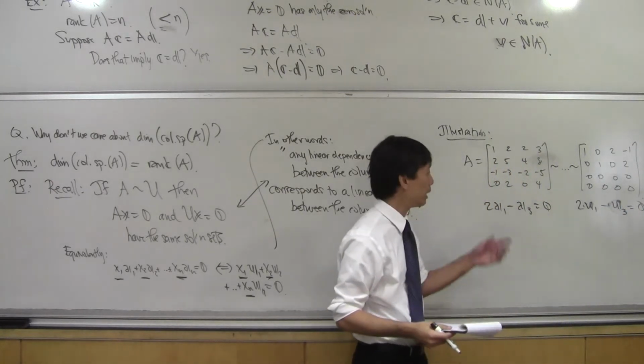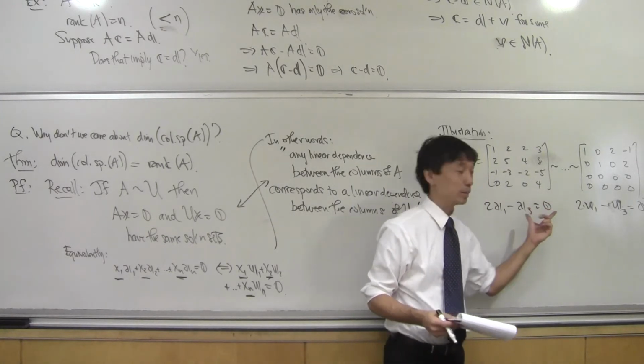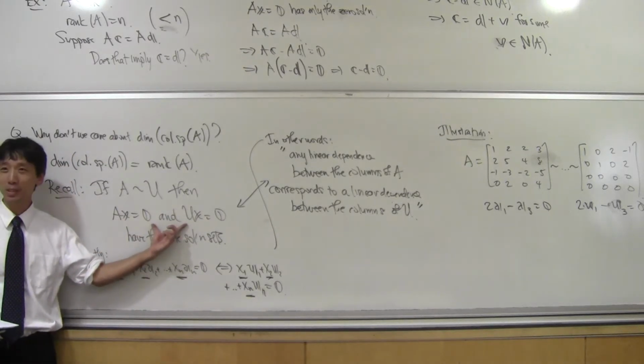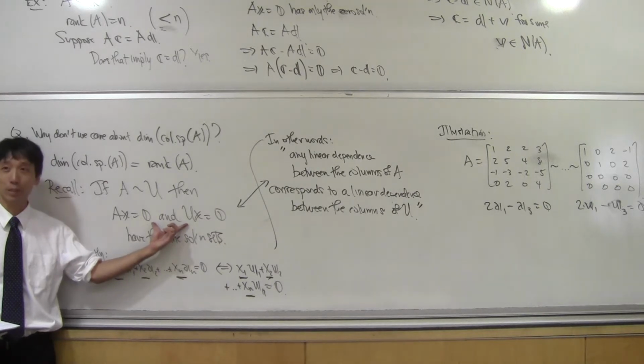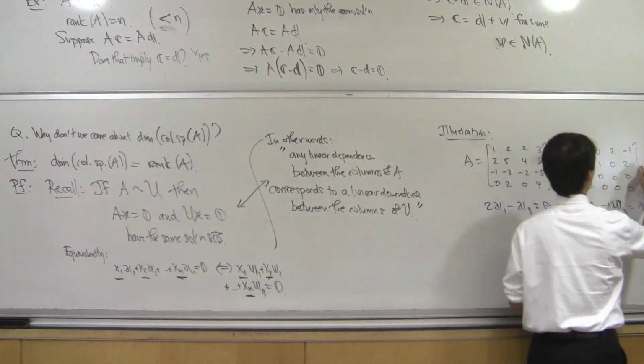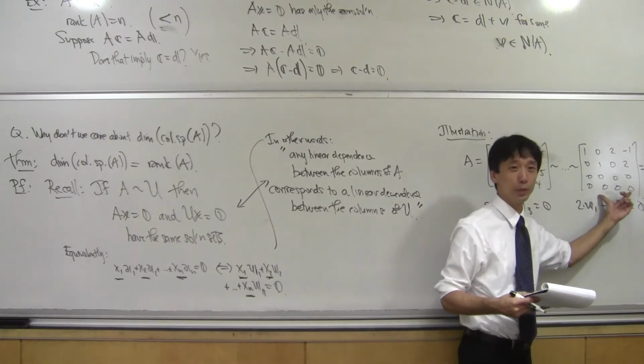Right? Any dependence between the columns over here is a dependence between the columns over here. It seems kind of crazy, but that's actually the simple observation we made at the beginning: that the solution set doesn't change when you do row reduction. So any dependence between the columns of A is going to hold when you go down to the reduced row echelon form.